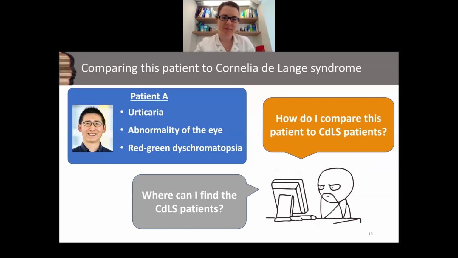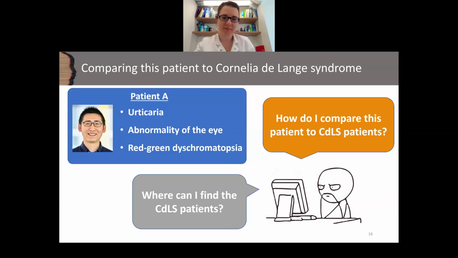If today I'm analyzing a patient, on the left-hand side, and this patient has some clinical features and abnormality of the eye, red-green. So he has some problem with red-green distinction. And then I find that I want to compare this patient to another disease, which is Cornelia de Lange syndrome. How do I do it?